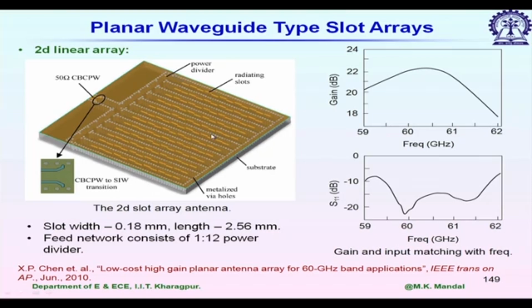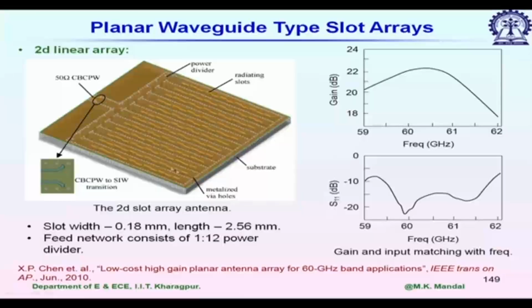Here is one example of a two-dimensional slot array. If we want a fan beam, then a one-dimensional slot array is sufficient, but if we want a pencil-like beam, with narrower beam width in both theta and phi, in that case we have to use two-dimensional array antennas. In addition to simple feeding, we also have to use some sort of distribution. So, the power being coupled to these arrays will be different for different rectangular waveguide sections, so that we can minimize the side lobe levels.